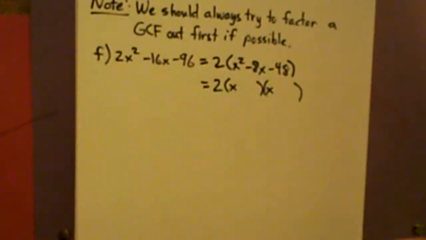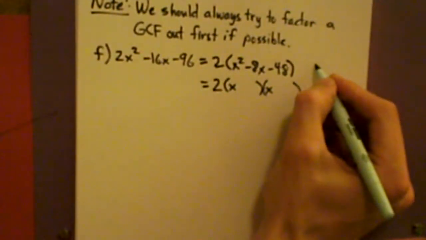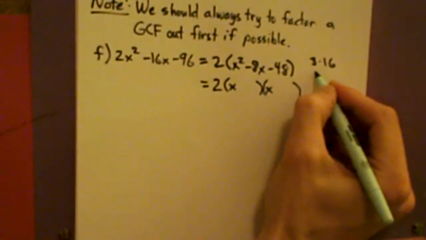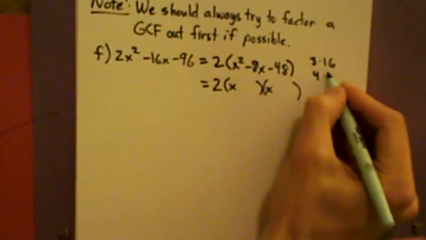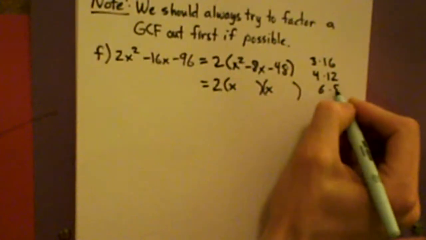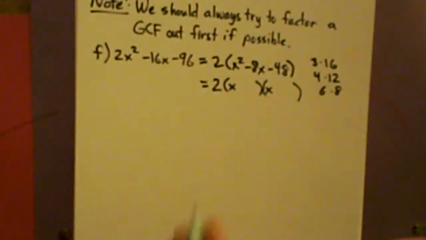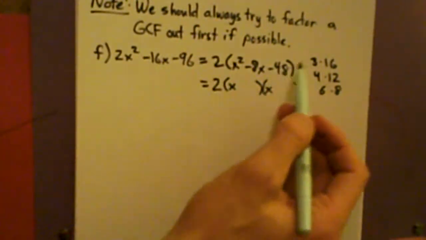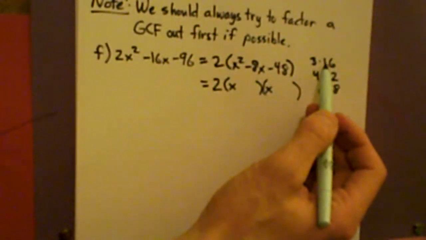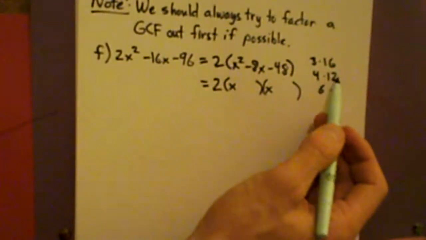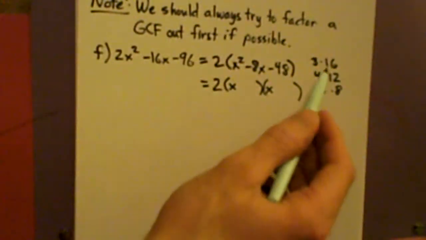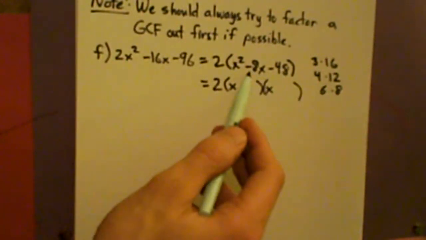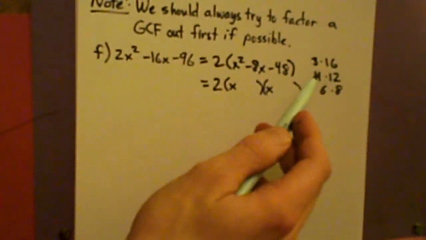Well, if I think about the products of 48, I have 3 times 16, 4 times 12, and 6 times 8. And we know that because this is a negative, one of them has to be negative. So that means it's going to be a positive or negative on the 3 or the 16, or the 4 and the 12, or the 6 and the 8. Well, I want to look then for which one of these factors of 48 gives me a difference of negative 8. And hopefully the answer is pretty obvious to you.